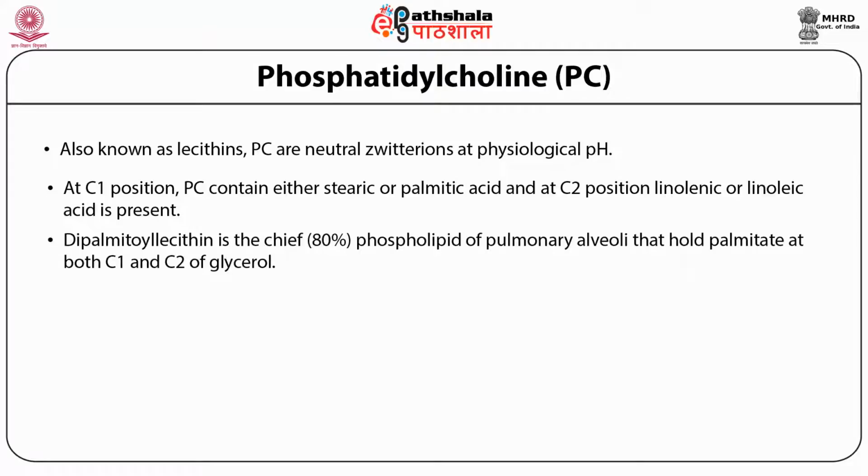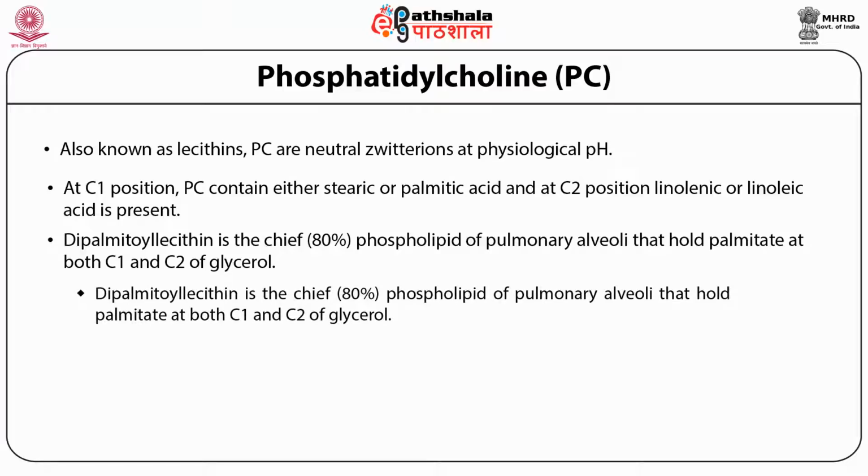Dipalmitoyl lecithin is the chief phospholipid of pulmonary alveoli that holds palmitate at both carbon 1 and carbon 2 of glycerol. The synthesis of lecithins, or phosphatidylcholine, occurs in the following steps. First, the activation of choline by phosphorylation takes place, followed by the coupling of CDP preceding its attachment to the phosphatidic acid.